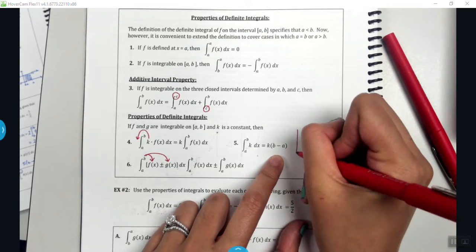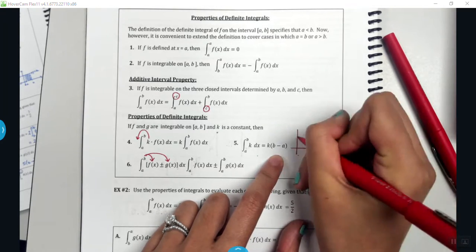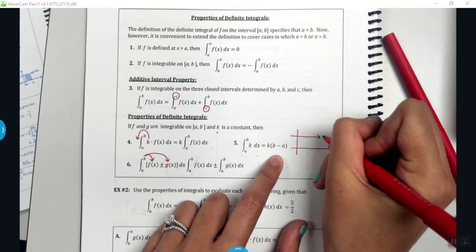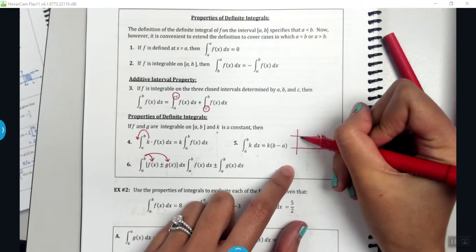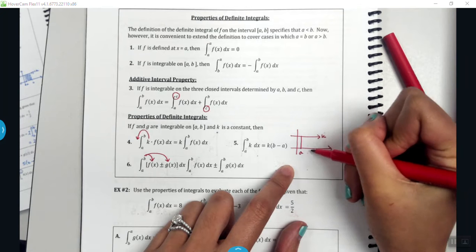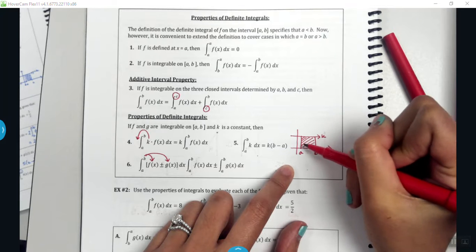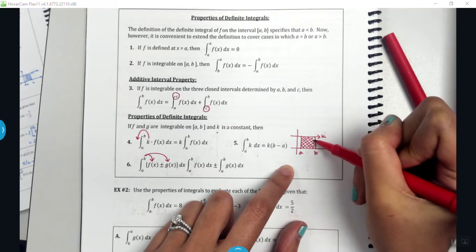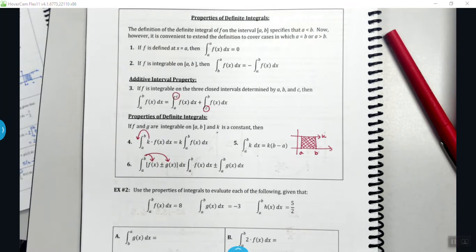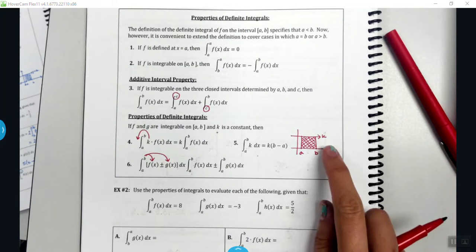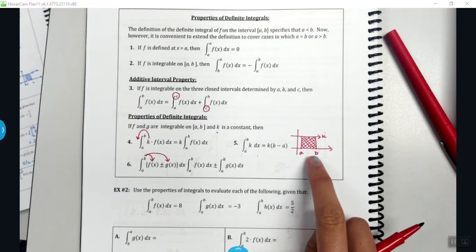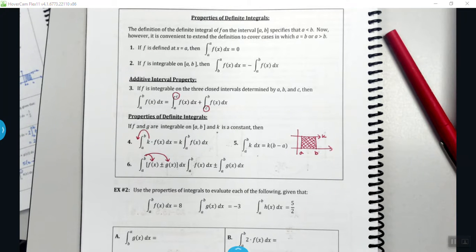Because think about it, if k is just a number, then it's just a straight line. Here's a, here's b. And then to find the area of that rectangle, it's k times b minus a, because it's just a rectangle.